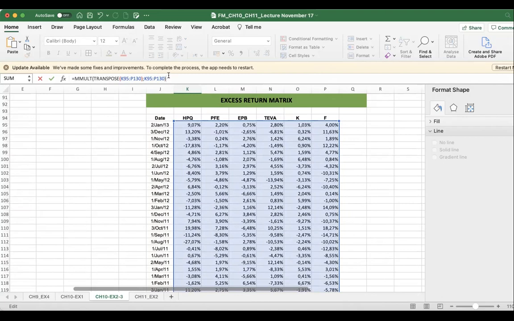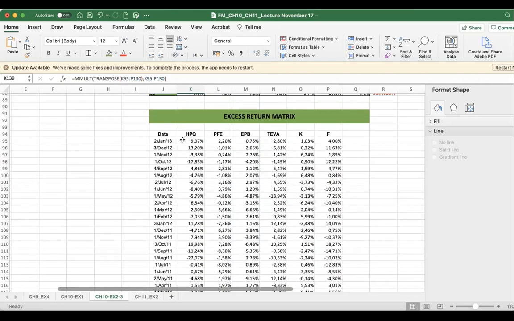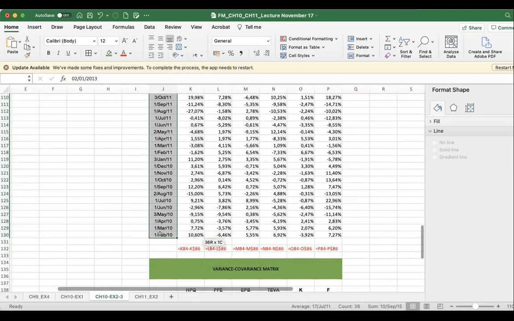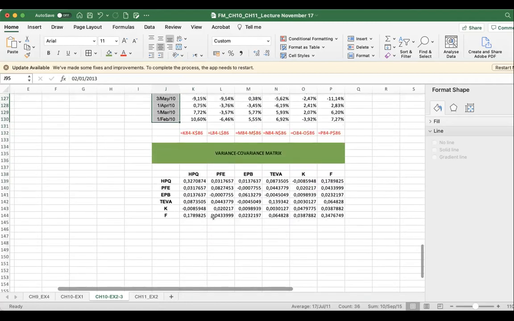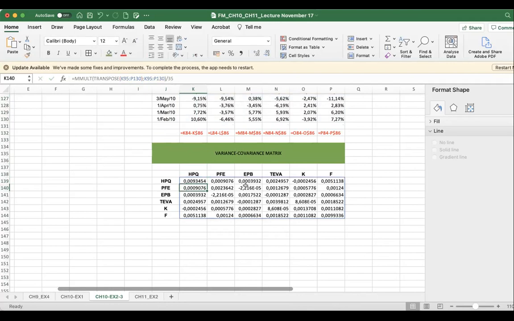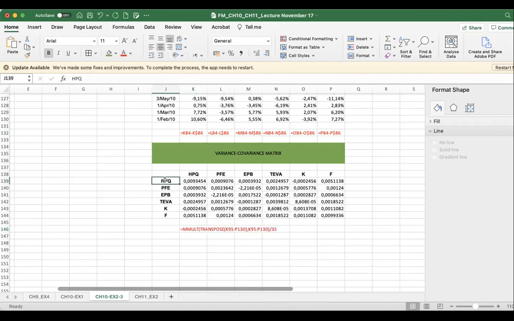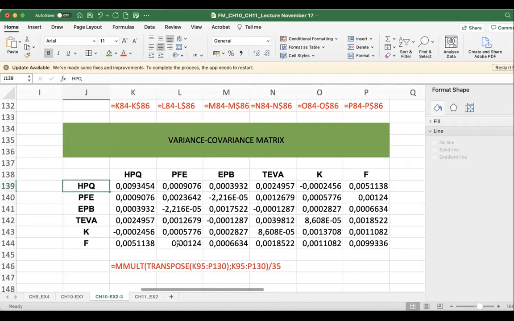Now we have 36. How many observations do we have in returns? I will just select the number of. So we have 36, right? Okay, so we subtract 1. So equal, so this 1 divided by 35. And this is our matrix of variance covariance matrix. Equal to formula text for the first cell. This is your answer. So you should find the following result.